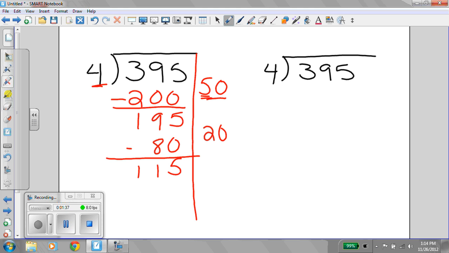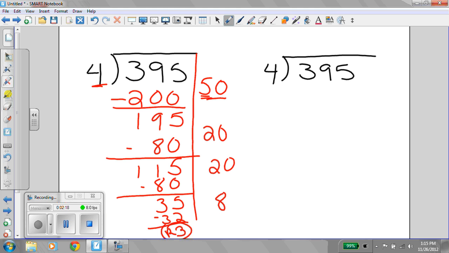So we have 115. How many 4s are in 115? Well, I already know that 20 times 4 is 80. Let me try that. I know there are 20 4s in that. So 4 times 2 is 8, so 4 times 20 must be 80. And I have 35. Now, the next thing Alasia said was, how many 4s are in 35? And she was using her math facts, and she said, oh, I know there are 8. There are 8 4s in 35. So 4 times 8 is 32. And we subtract. I have a remainder of 3 here.